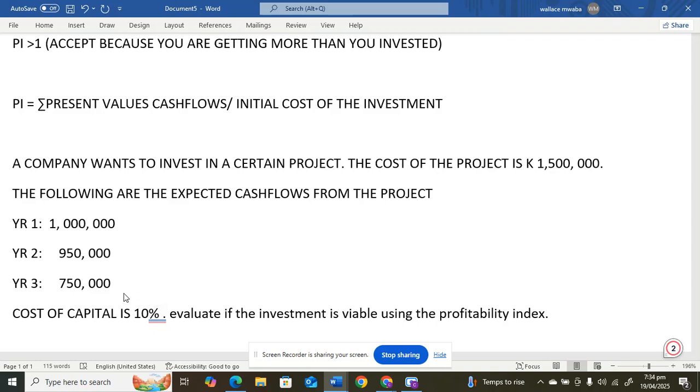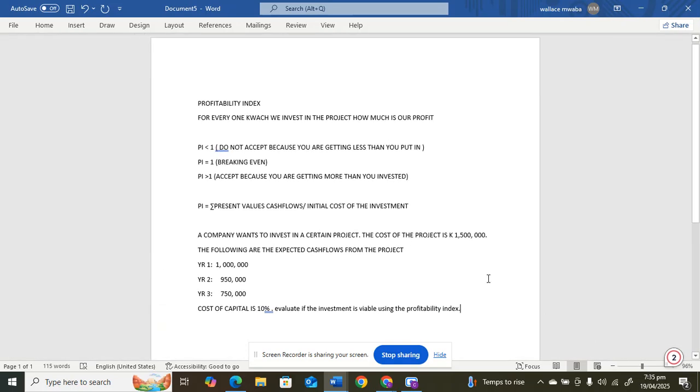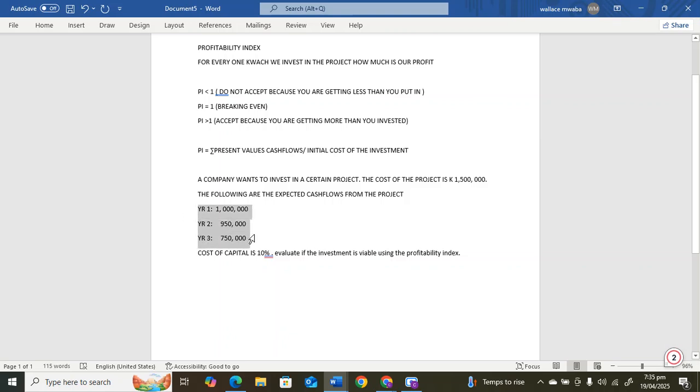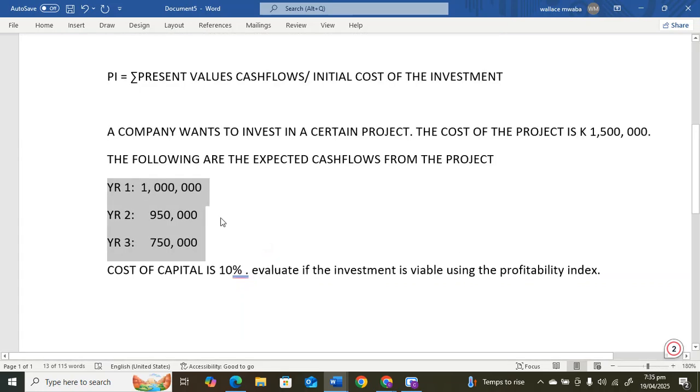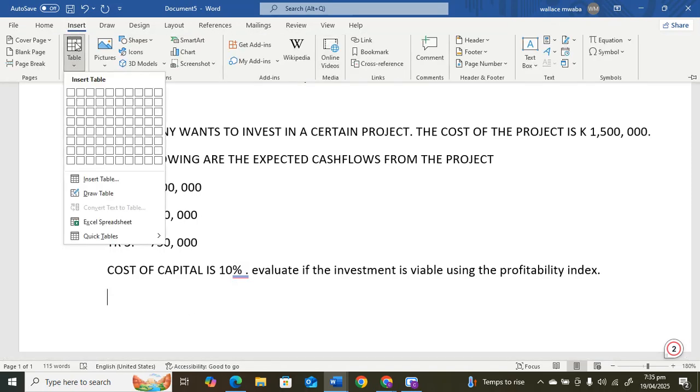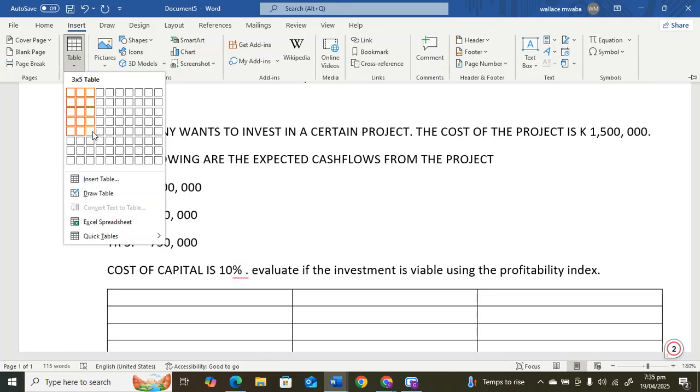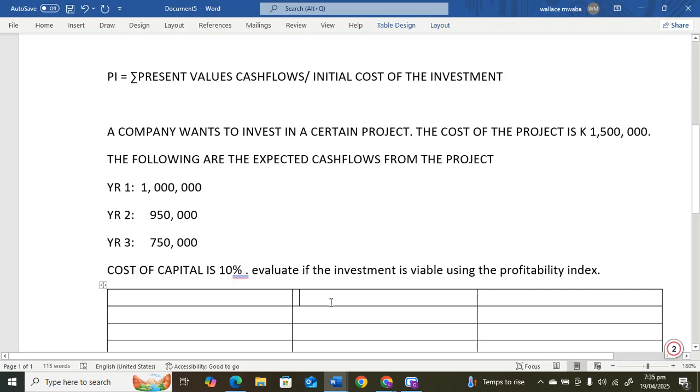So here I'm going to find out if our investment is worthy or not. The first thing is, this money which we expect to receive in the future, we need to convert it into today's value. Once you convert it into today's value, then you can use this formula to get the profitability index. So we have our cash flow here, our discount factor, and our present value here.